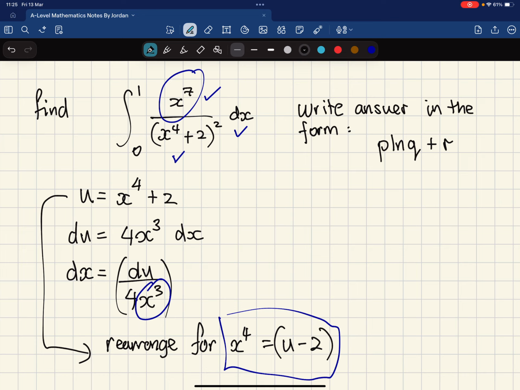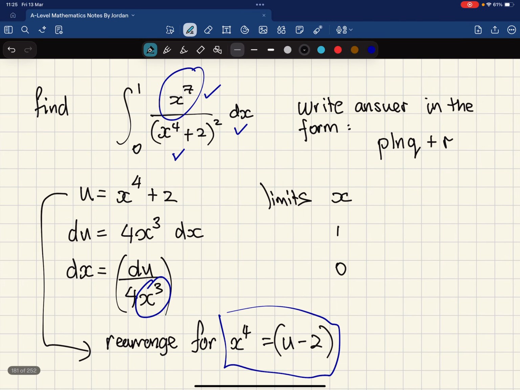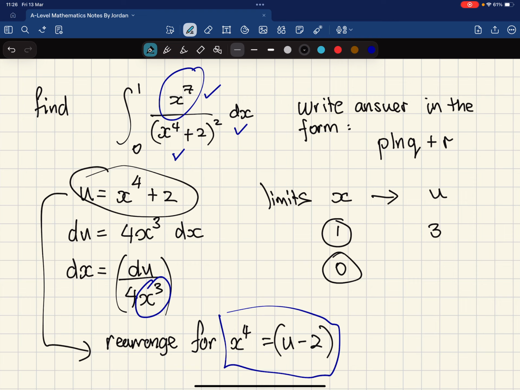Last thing to think about is the limits. Please don't forget to change your limits. So at the minute we've got limits in x which are 1 and 0, and we need to turn these into u limits. And for that we just use the expression here. So if we substitute our x value, starting with 1, we have 1 to the power of 4 add 2, which gives us 3. And then with the 0, 0 to the power of anything is 0, add 2 gives us 2. So these are our new limits, 3 and 2.